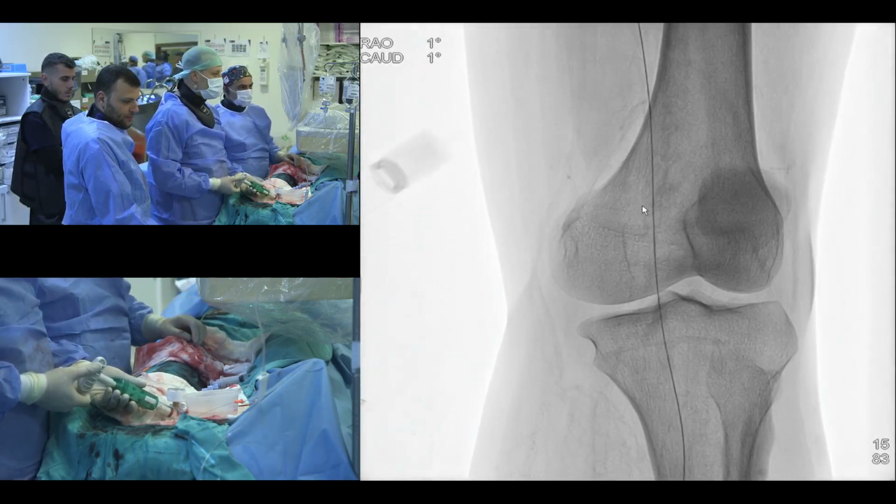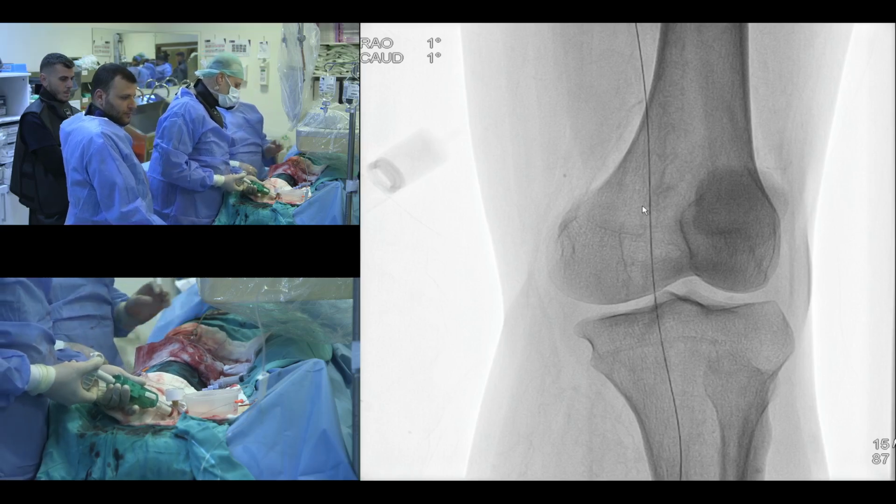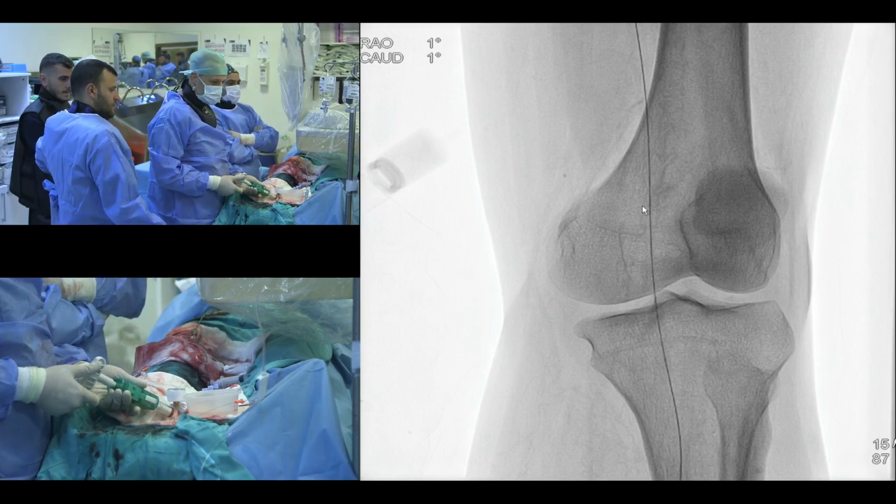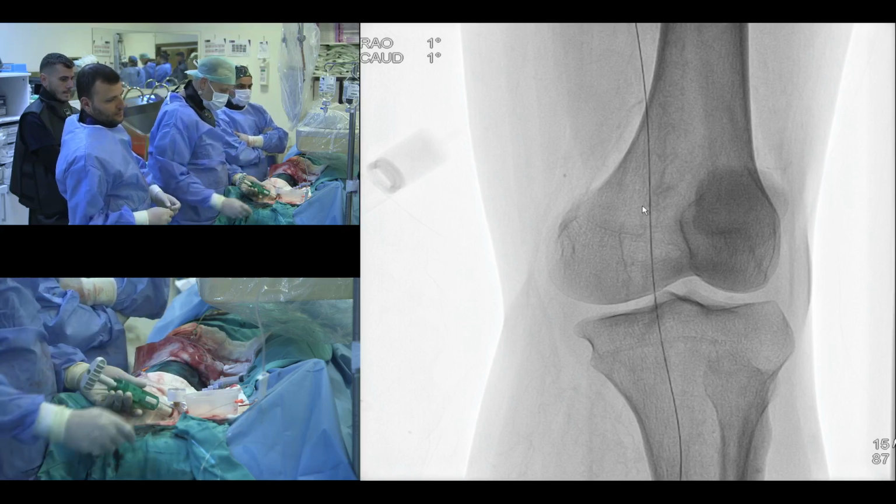Distal SFA is occluded. There is no main branch. Below the knee is just supplied with collaterals.